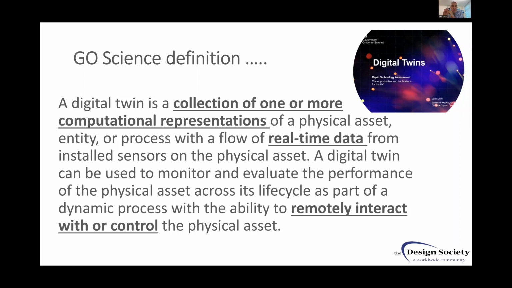The first is that there is a collection of one or more computational representations. The second feature is that there's a flow of real-time data. The third feature is there's an ability to remotely interact with or control the physical asset. And that's really important. And all three of those need to be present for the system to be a digital twin.